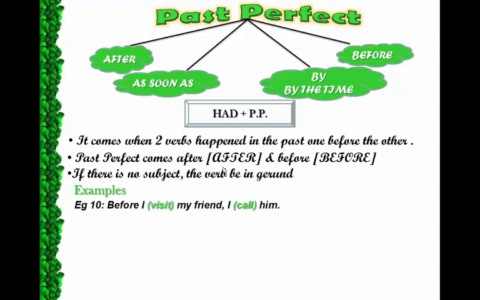Before I visit my friend, I call him. Again, two actions happened. Visiting my friend and calling him. And the word before arranges the incidents. Which happened first and then which happened later. Before I visited my friend, I had called him. So I had called him first, then I visited him.